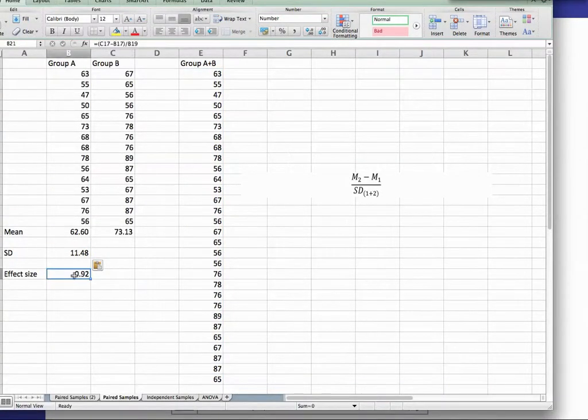Okay. And then the same thing here for the formula. Equals, open parentheses, this minus this. Or you can actually type in the numbers if you want. Divided by standard deviation. Gives the same effect size. So that's, in a nutshell, basically two simple ways of calculating the effect size.